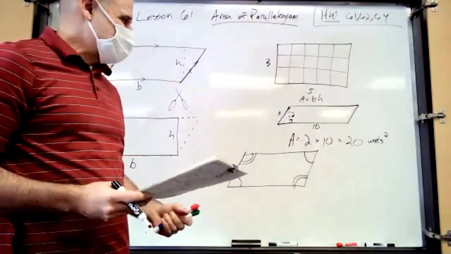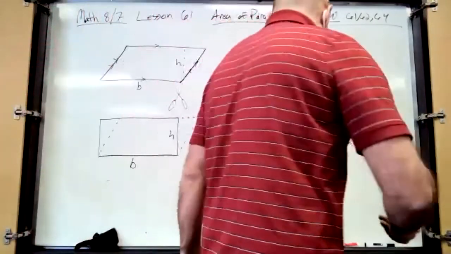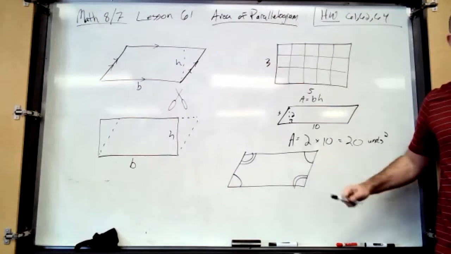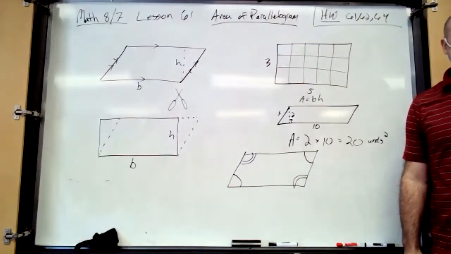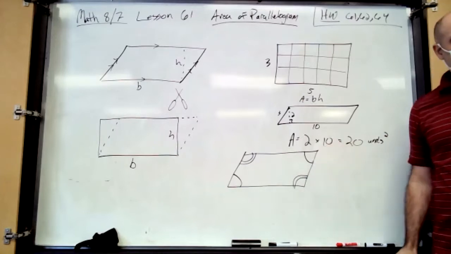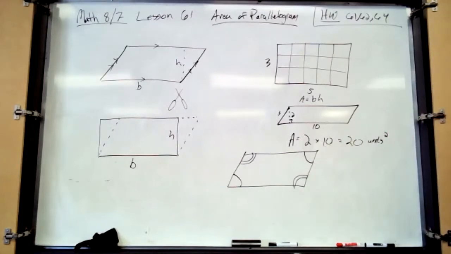Okay. So now, what does your gut tell you about these two angles? How do these angles relate to each other? They're both on one side of the parallelogram. Okay, so we call them consecutive angles because they're one after each other.